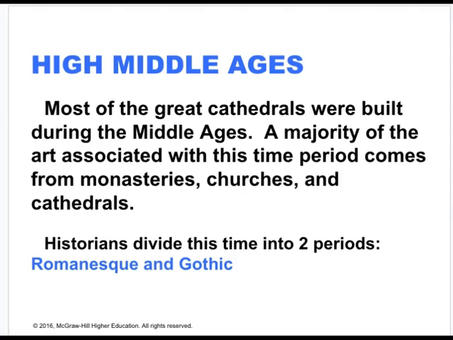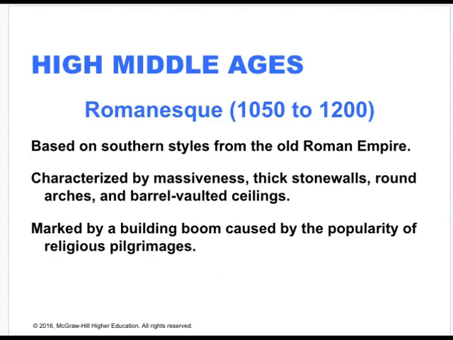And as it says, a majority of the art associated with this time period comes from monasteries, churches, and cathedrals. There just isn't a lot of other types of art during that time. Wealthy people could have portraits made of them. That's always a thing throughout history. So there is that, but otherwise it's pretty much religious context. And as I said, they divided into Romanesque and Gothic. There's the words for you to copy. So let's look at Romanesque.